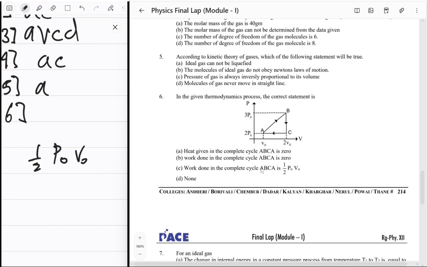Heat given in the complete cycle is 0. No, it's just the negative of this thing. Right, so the correct statement we want is just C. Next question. 7th.